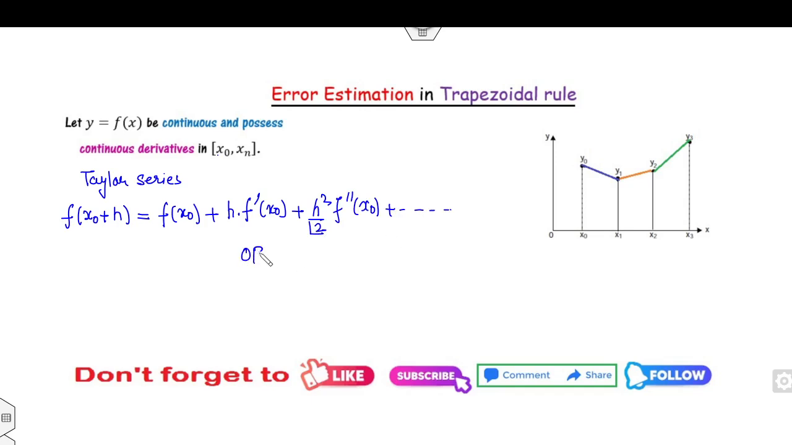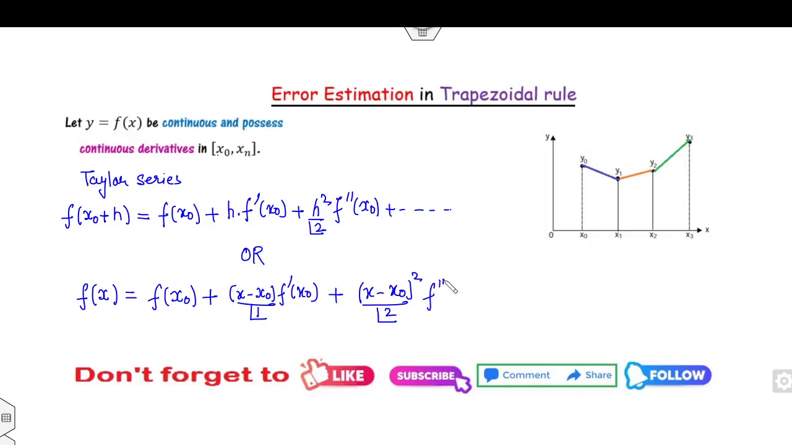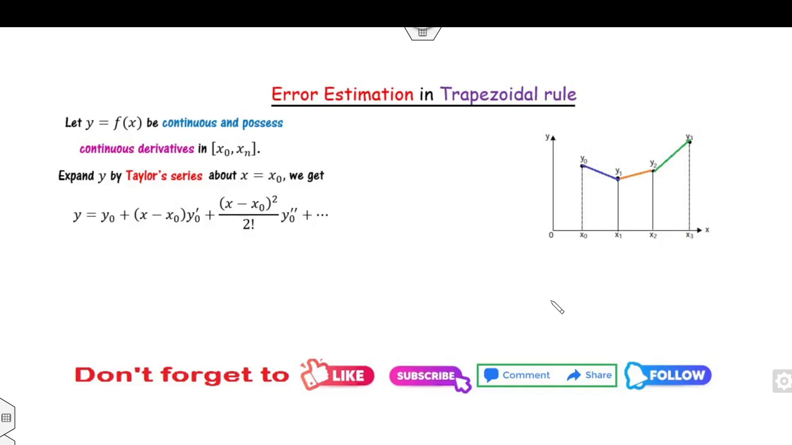Or instead of considering h, I can define the function at x, which is f of x naught plus (x minus x naught) into the first derivative divided by 1 factorial, plus (x minus x naught) square divided by 2 factorial into the second derivative at the point x naught and so on. Fine. So you can use either approach. I have used this one.